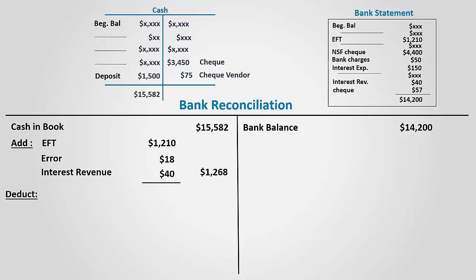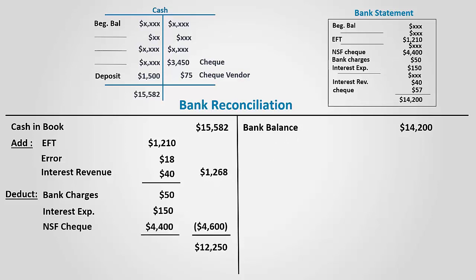Then we will deduct the following. Bank charges and interest expense are deducted, after noticing that the bank has deducted them, but they have not been reflected in the books. NSF is deducted, since this amount was added to the cash account on receiving the check from the customer, assuming that the money is going to be received through the bank clearing process. However, it was not, because the customer didn't have sufficient cash balance in their bank account.